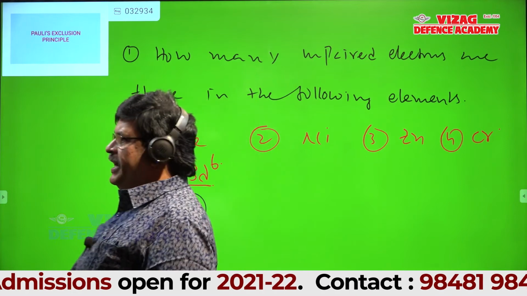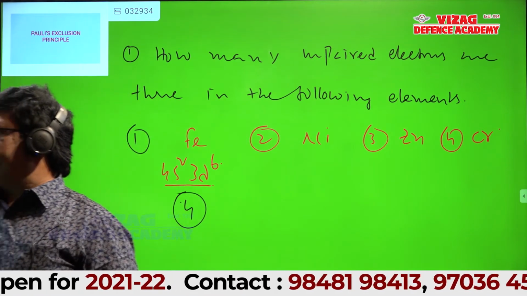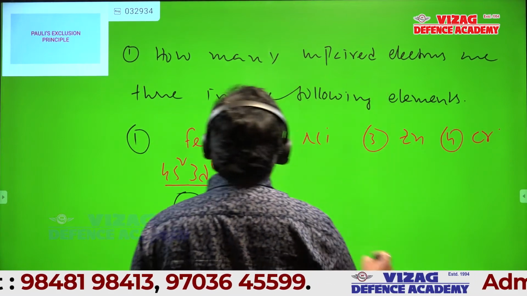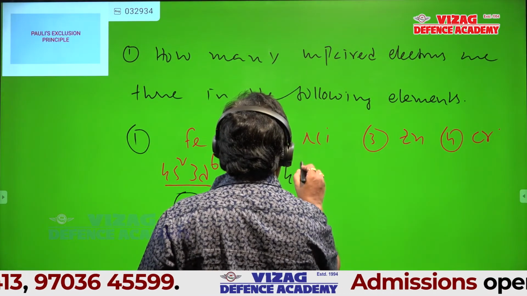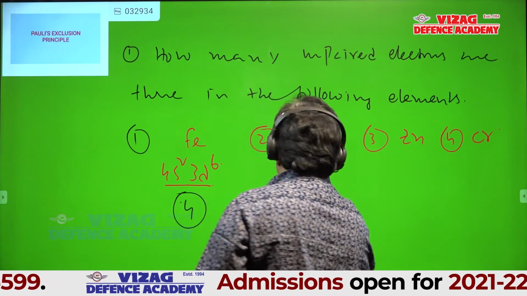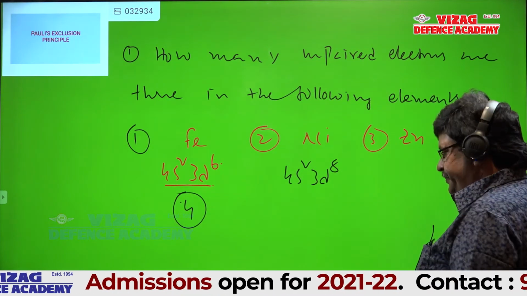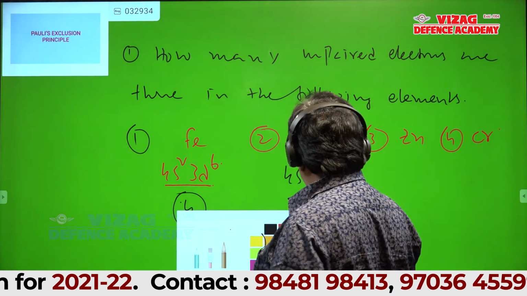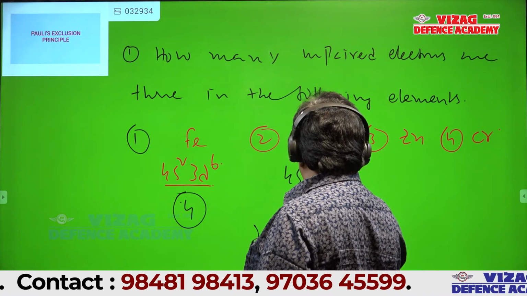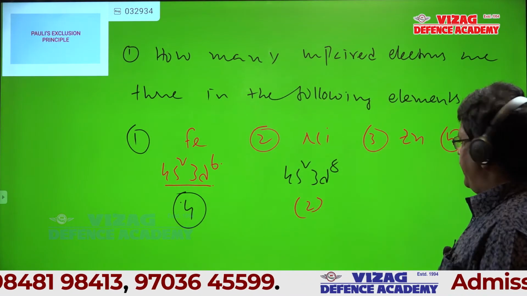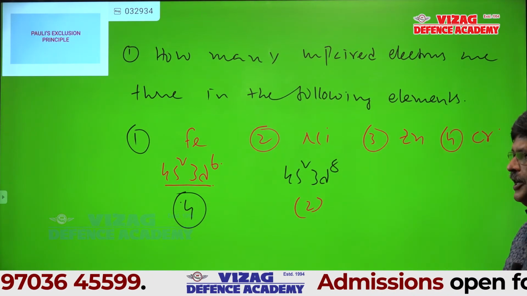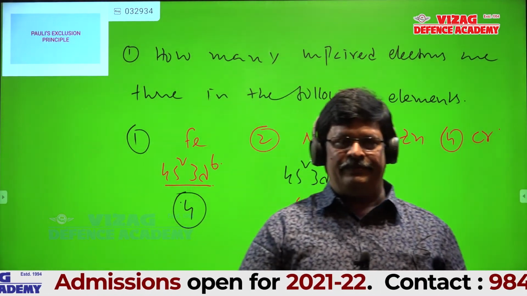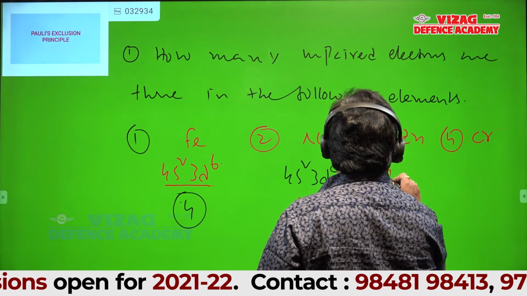What is the atomic number of nickel? 28. So it should be 4s2 3d8, right? Can anyone tell how many unpaired electrons are there in that? 2. Excellent. Can anyone tell the outer configuration of zinc? 4s2 3d10. Excellent.